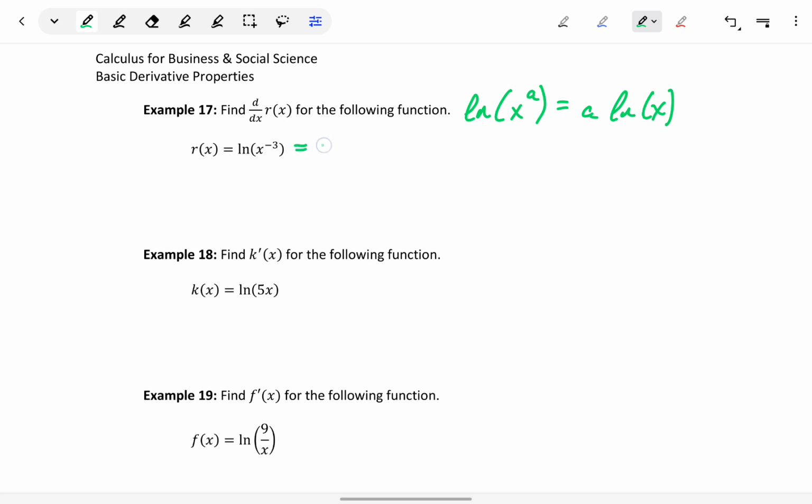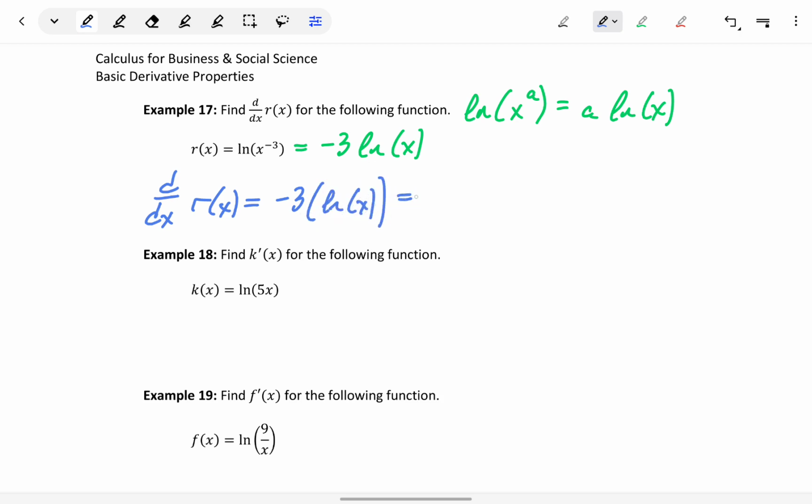And what that lets us do is rewrite this function as -3 times the natural log of x. That means we can find d over dx of r of x by setting aside that -3, which is just a coefficient, and taking the derivative of the natural log of x to get -3 over x.